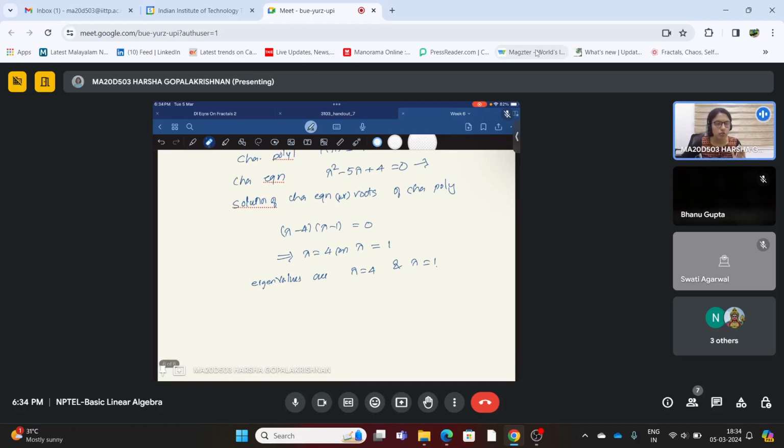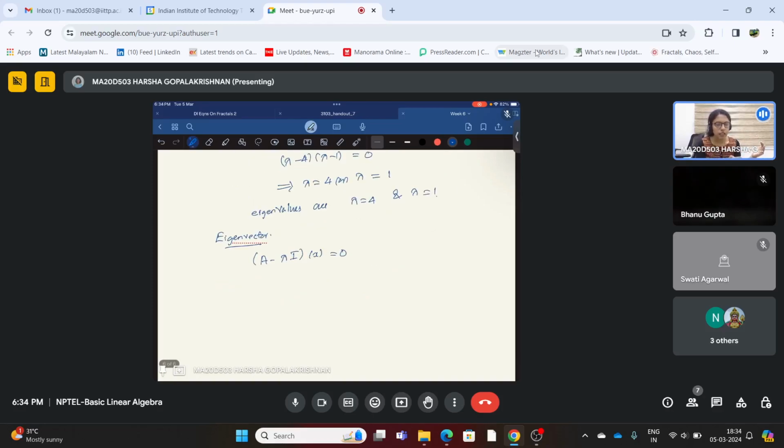Before that, we will go to the eigenvector. How will we find the eigenvector? We'll solve the homogeneous equation, that is (A minus lambda I) x equal to 0. This equation we will solve corresponding to each of the obtained lambda. Here first we have lambda equal to 4. So what will we solve? A minus 4I x equal to 0. This equation we will solve.